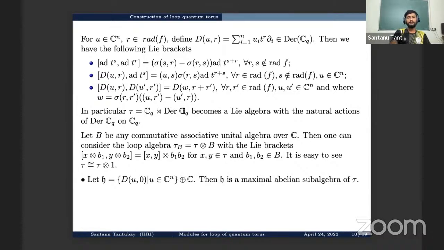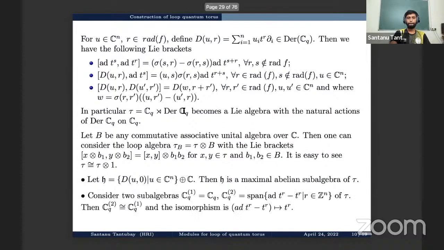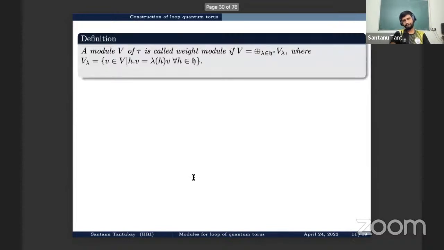Now take H to be the complex span of D(u,0), where u is in Cn, direct sum C times t^0. Then H is a maximal abelian subalgebra of tau. Now consider two subalgebras. CQ1 is just this CQ, and CQ2 is the span of ad t^r minus t^r, where r is in Zn. Then we can check that CQ2 is isomorphic to CQ1 as a Lie algebra, and the isomorphism is just ad t^r minus t^r goes to t^r.